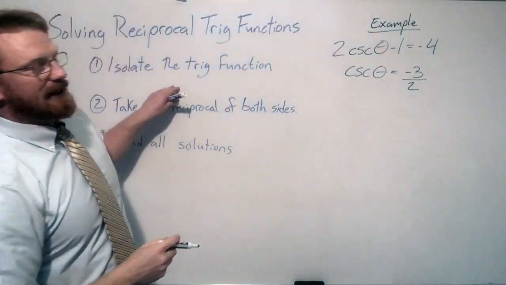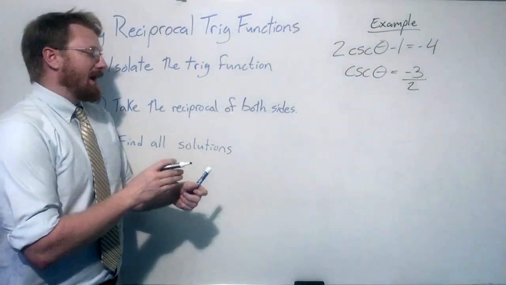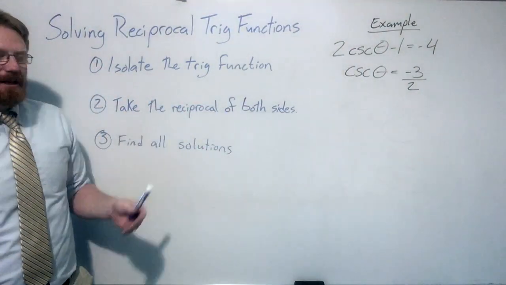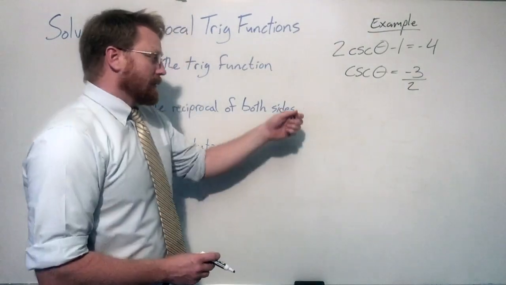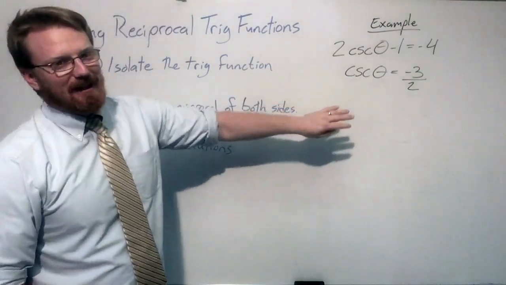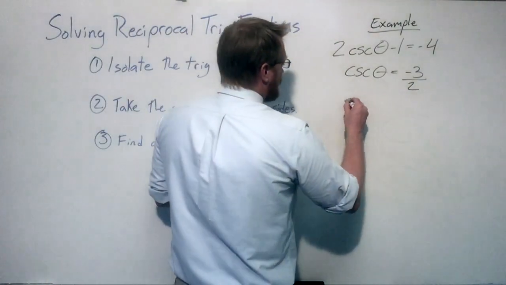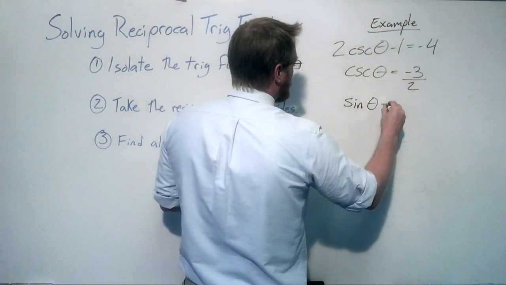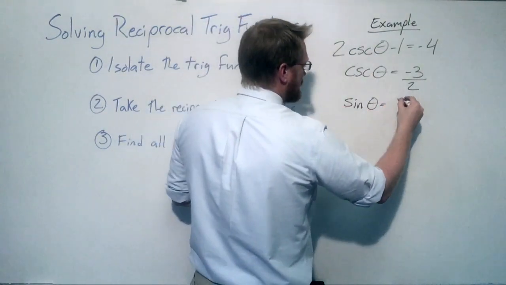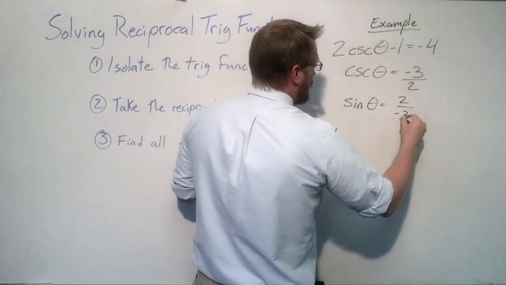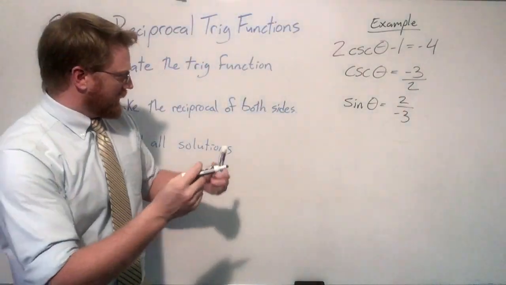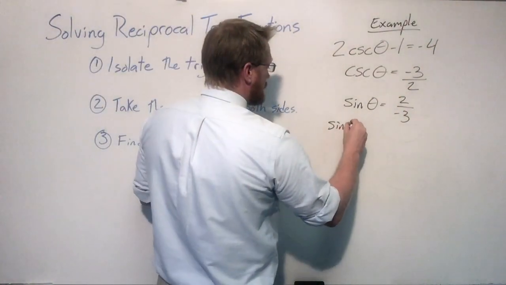Now I have isolated my trig function. Now I'm ready and primed for my second step. Take the reciprocal of both sides. Now the reciprocal function of cosecant is sine, right? Some people have some trouble with that. Cosecant and sine are reciprocals. So that will be equivalent to setting it equal to -2/3. From here I can just inverse sine both sides.